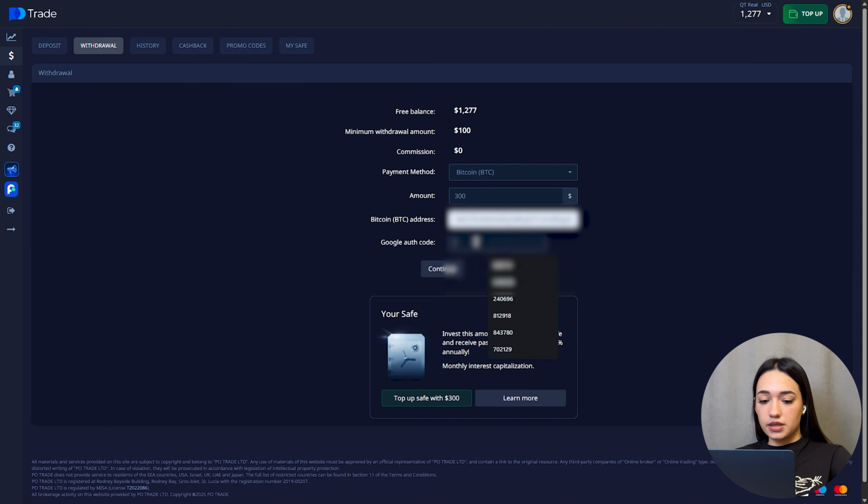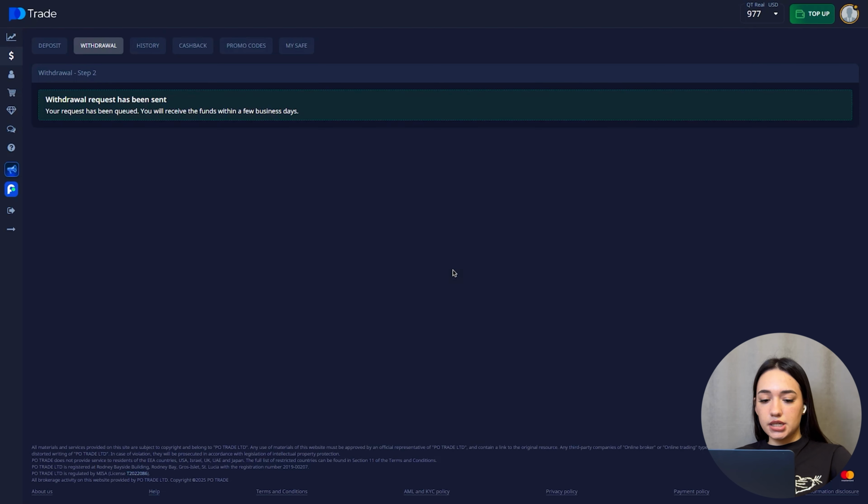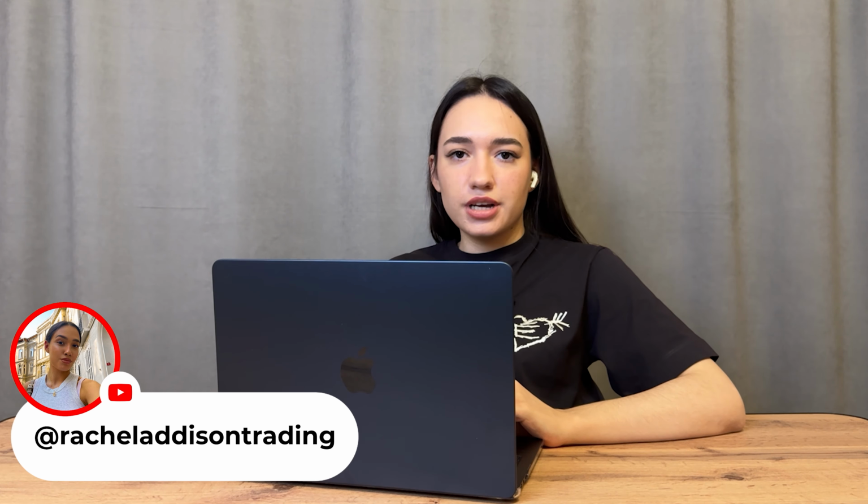So we paste the address and the confirmation code from Google Authenticator. Okay. And press continue. And the operation is being processed, guys. So that's how today's session went. $300 in profit straight into Bitcoin. And you saw it in real time.